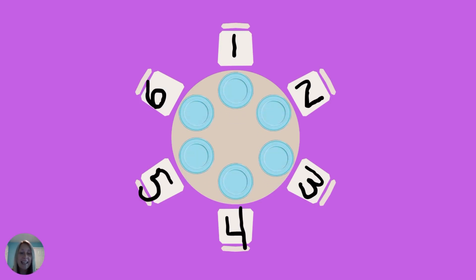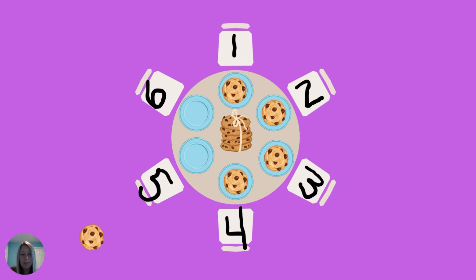Here we see that each of our friends has a chair and each friend has a plate. That's our one-to-one correspondence. Today, for snack, our friends are going to have cookies. And of course, all of our friends want a cookie, right? So let's go ahead and give each friend one cookie. 1, 2, 3, 4, 5, 6.